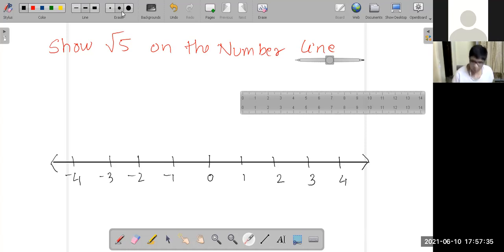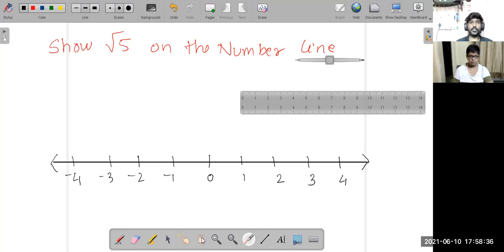Will you draw the number line? Just draw the number line and don't do anything further. Done, sir. Okay.